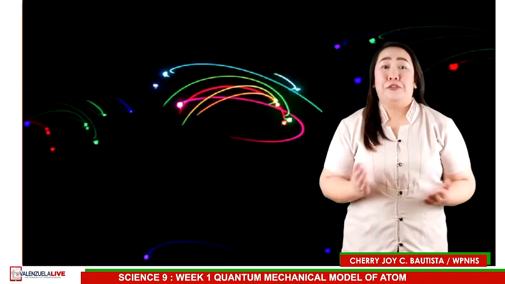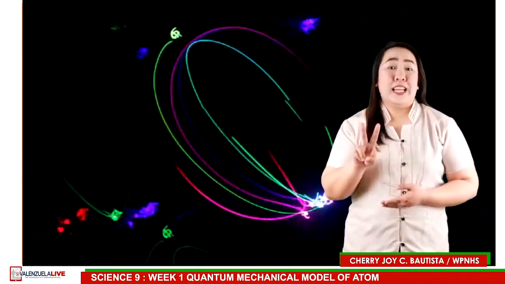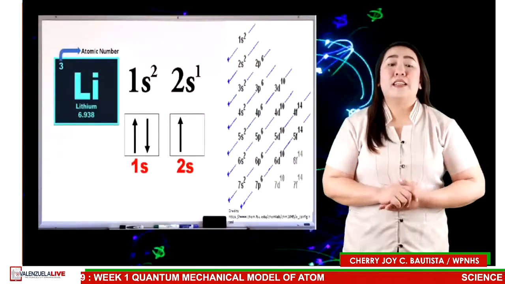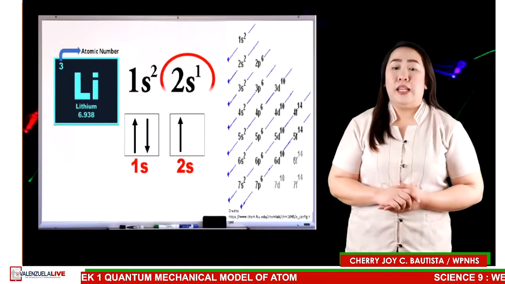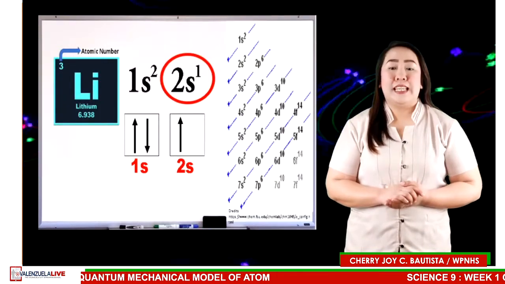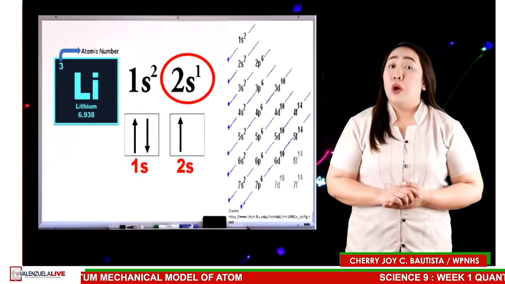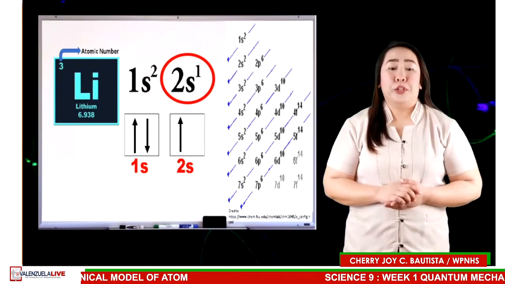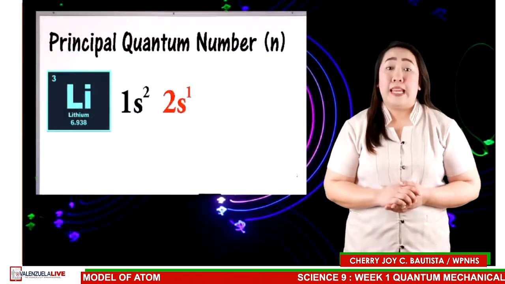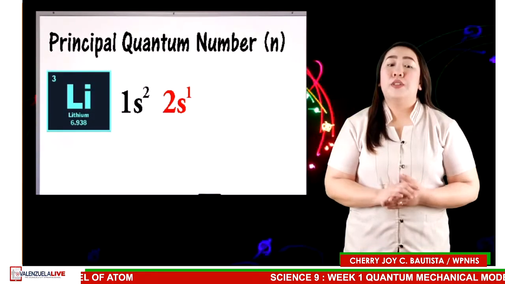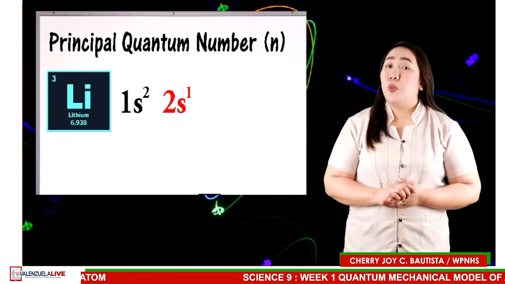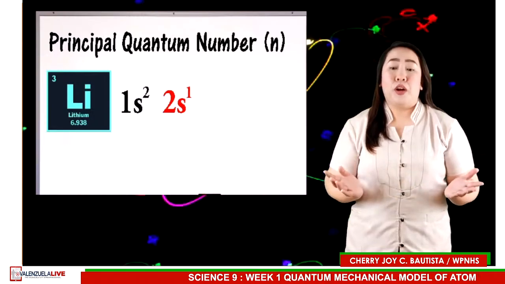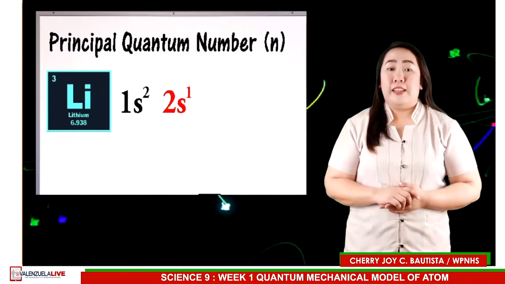Now that we have done the first step, let's proceed to the second step. In our example, lithium, the last in the electron configuration is 2s1. This will be our basis in getting the 4 quantum numbers, which will lead us to the third step. The first quantum number is the principal quantum number n. It corresponds to the energy level. This one is very easy because the first number is the n. Therefore, in our example, n is 2.